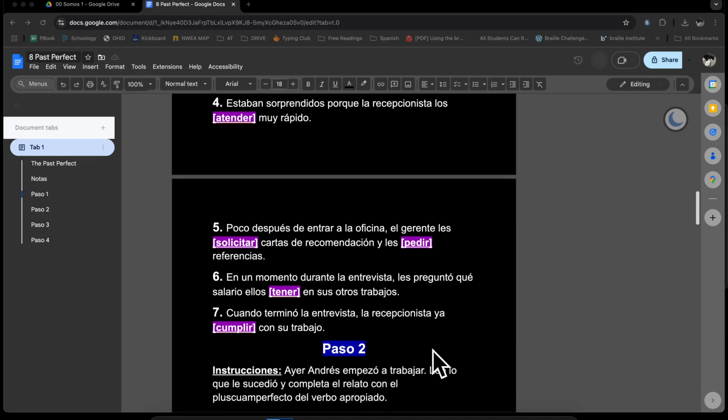Number 5, poco después de entrar a la oficina, el gerente les solicitar cartas. So the manager had requested letters from them, letters of recommendation. El gerente les había solicitado cartas de recomendación y les pedir referencias, trying to say, and ask them for references.